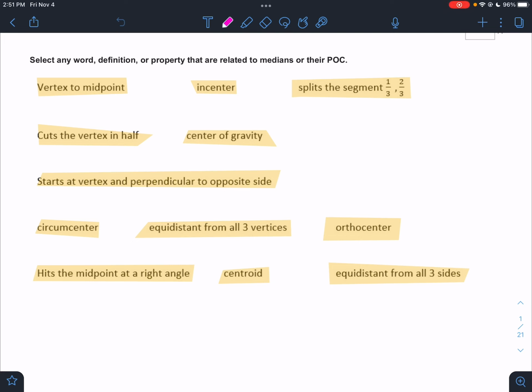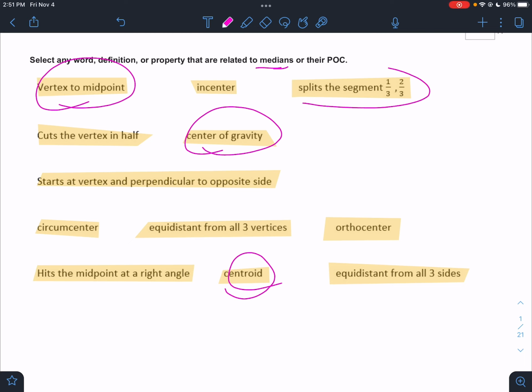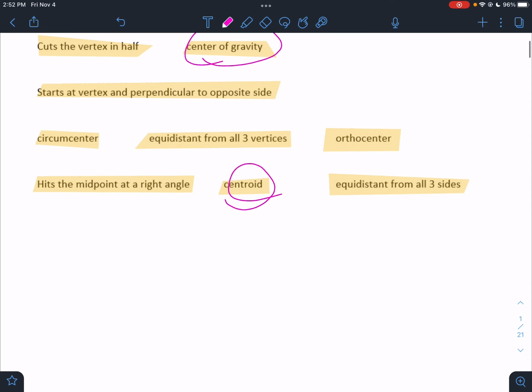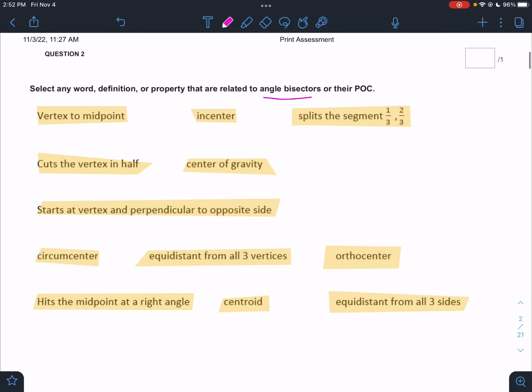So the first one is the things that have to do with medians. Medians connect a vertex to a midpoint. They hit at a point called the centroid. The centroid is the center of gravity, and the centroid cuts the segment into a 1/3, 2/3 split. Boom, crushed it.